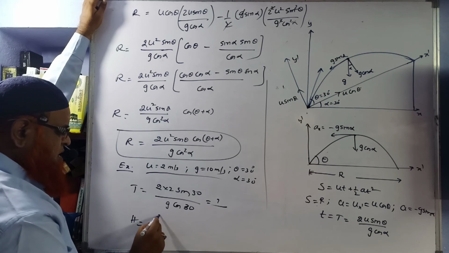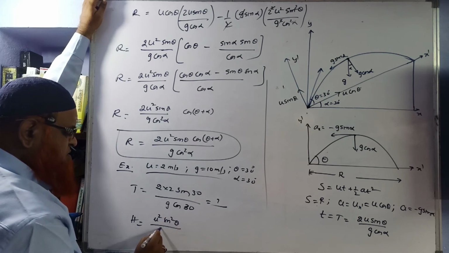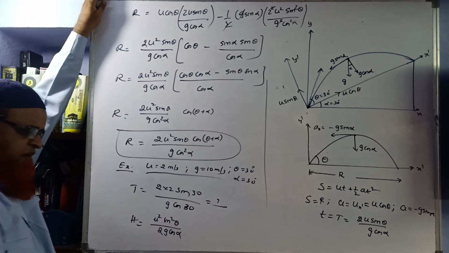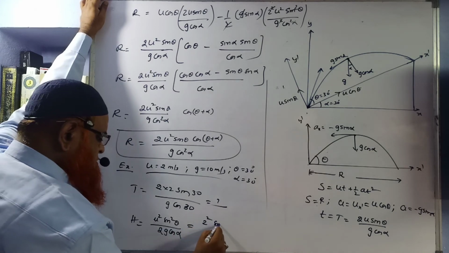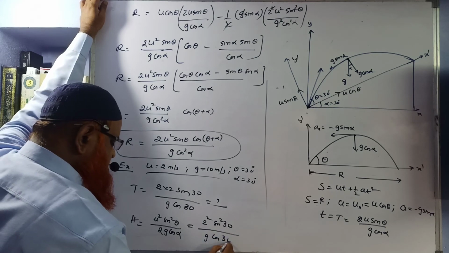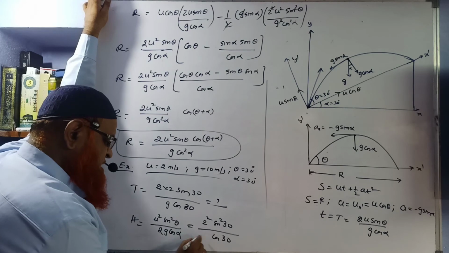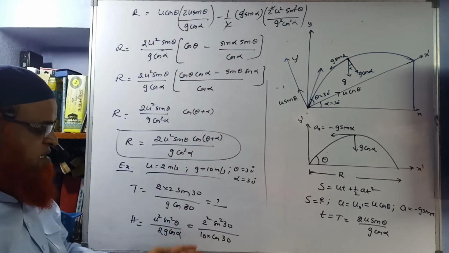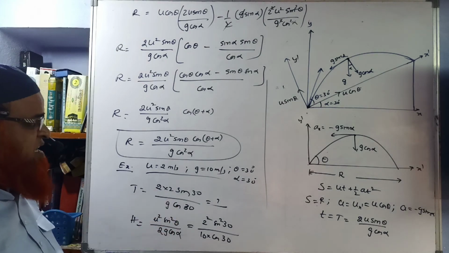It is u square sin square theta by 2g cos alpha. This is the formula for maximum height. Can't you substitute here? 2 square sin square 30 by g cos 30 here. And g can be taken as 10. Just simplify here. Cos 30, you know the value. That's it.